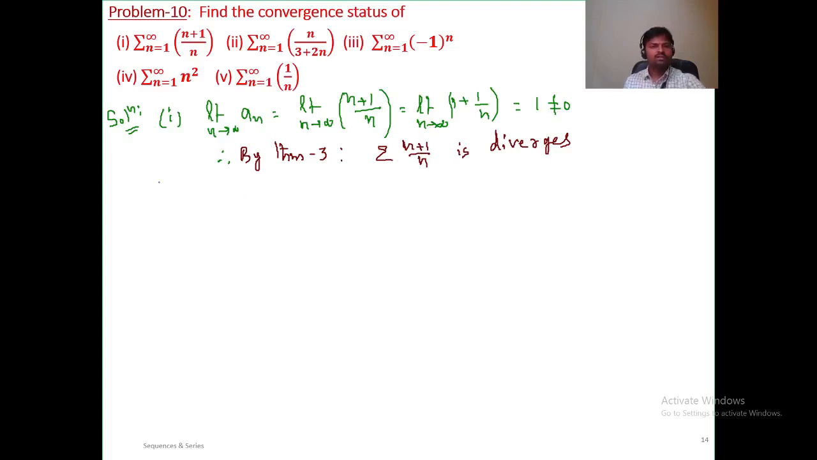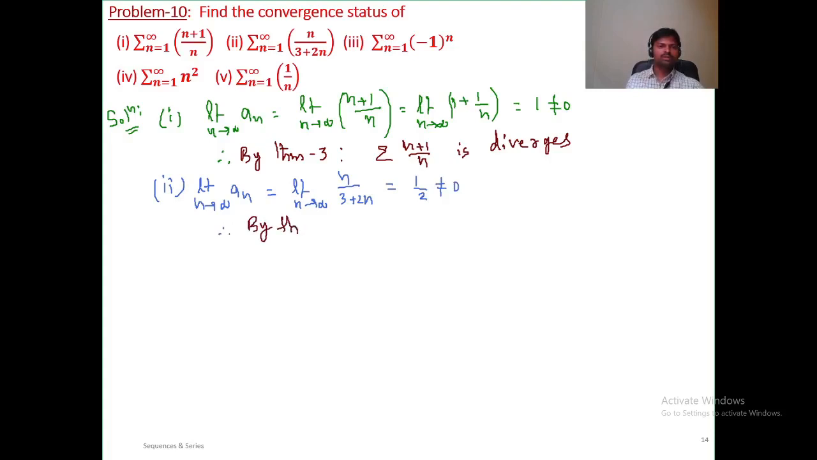Similarly, the second one: the limit as n tends to infinity of a_n. What is a_n now? n upon 3 plus 2n. Let us take n common in the numerator and n common in the denominator. What will we get? 1 by 2, right? Check once, which is again not equal to 0. So again, by using the same theorem number 3, write the theorem statement in the exam. By theorem number 3, the series of n by (3 plus 2n) diverges.